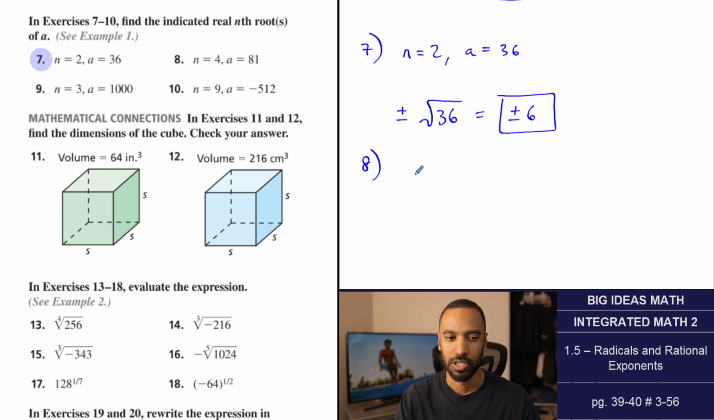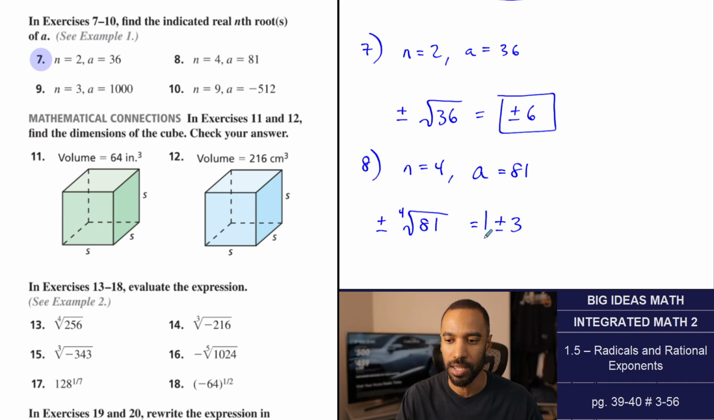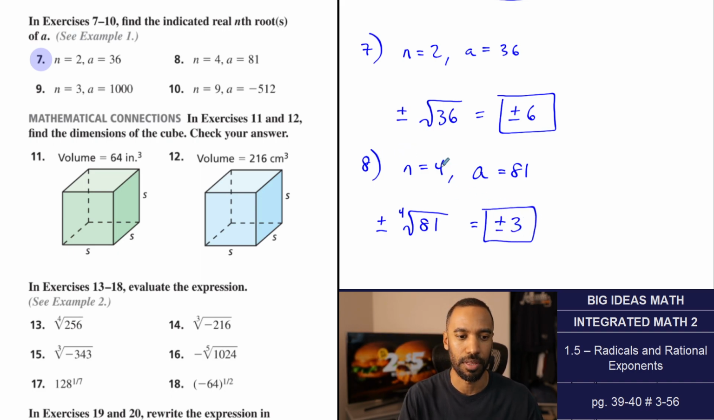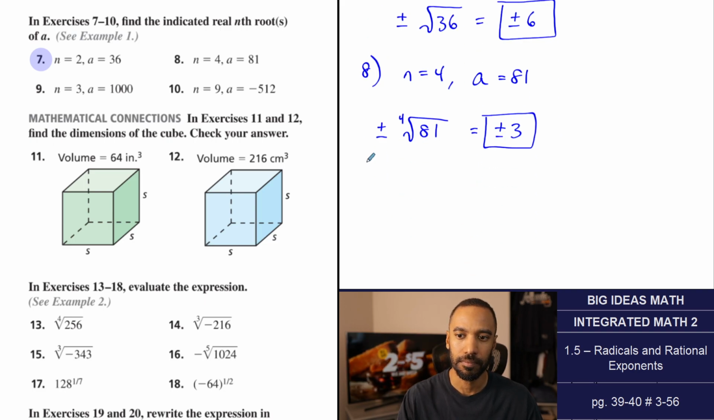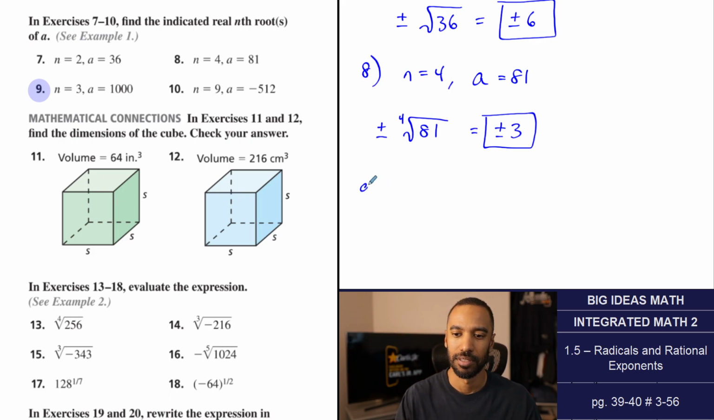Number 8 looks to be under the same premise. It is an even root, and A is a positive value. So we are going to be taking the fourth root of 81, understanding that 81 being a positive number, when you raise a number to the fourth power to get it, it could have been the positive or negative version of the value. So we are looking at plus or minus 3. 3 to the fourth is 81, negative 3 to the fourth is 81. Oops, I didn't switch this number 8 here. Apologies. Number 9, we are going to take the cube root of 1,000.